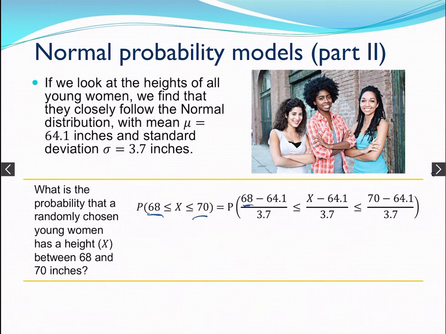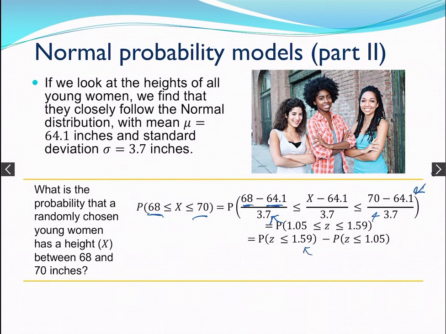So we're going to take 68 minus 64.1, divided by our standard deviation. We do the same thing for 70. We get the probability of between 1.05 less than or equal to z, which is less than or equal to 1.59. So those are our z-scores. So we converted this to z-scores. So my z has to be less than or equal to 1.59, or my z has to be less than or equal to 1.05, right?